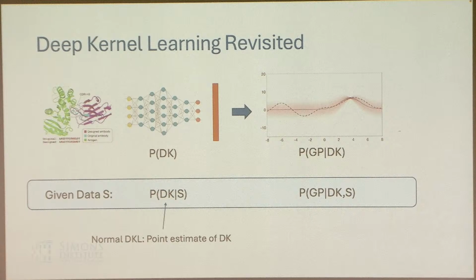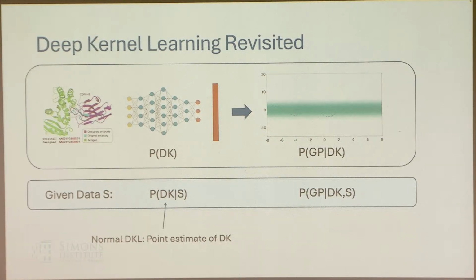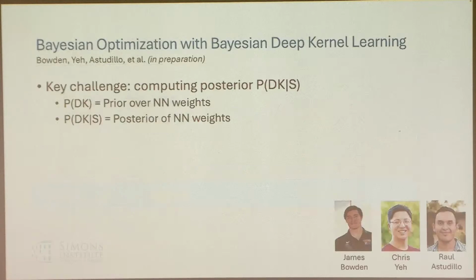In normal deep kernel learning, which was the first thing we tried, this posterior over the deep kernel was just a point estimate. You just train your neural net weights, compute this one deep kernel, and you call it a day. And now the question is, can we be fully Bayesian and compute a true posterior over our deep kernel? And so that's a project that's ongoing. It's almost done.